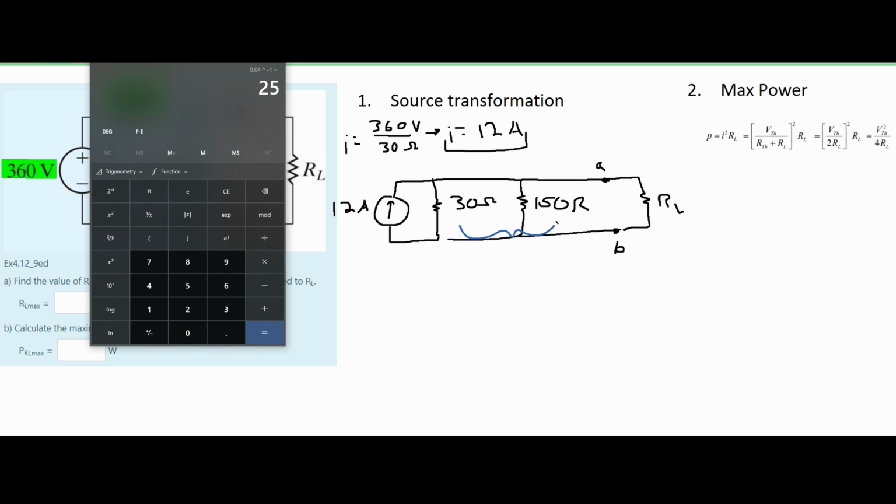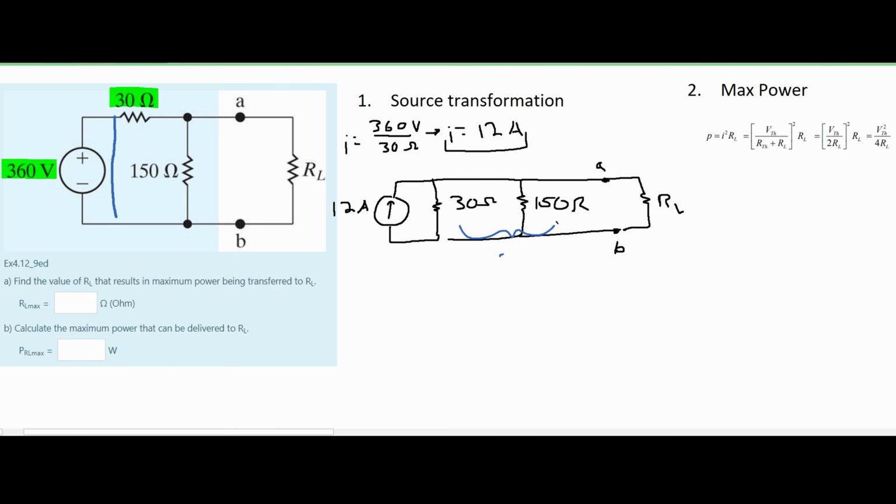This will give us a 25. So our resistance here is 25 ohms. And we can see that this is going to be equivalent to our RL. So our answer for part A is 25 ohms. We can also see this if we look in the notes, 4.12 for maximum power transfer, again linked below in the description. Next, we have to find our max power.